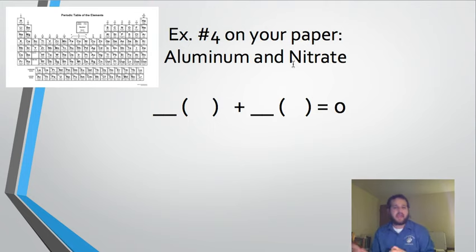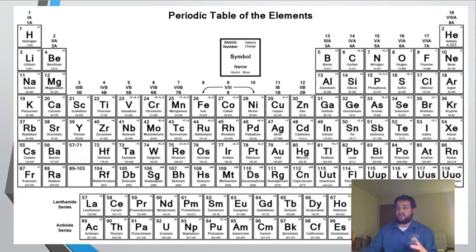So check the back of your periodic table and see if you can find it on there somewhere. Alright, so let's go ahead and start putting this together. Here we have aluminum, and of course with aluminum we want to look at the periodic table, find it. We know it's a metal, right? So if it's a metal, that means we can use the stock system.